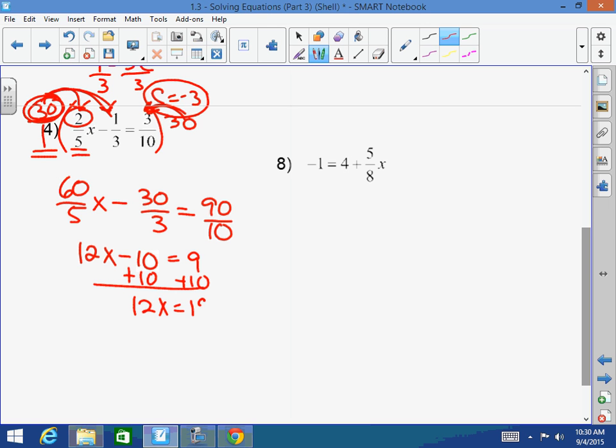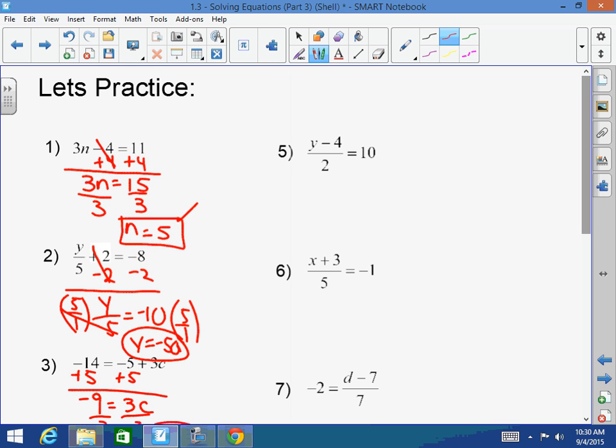12x equals 19. I divide to get rid of multiplication. And x will equal 1 and 7/12. Thank you for your honesty, son. Does that make sense to everybody, brothers? All right. May I continue?